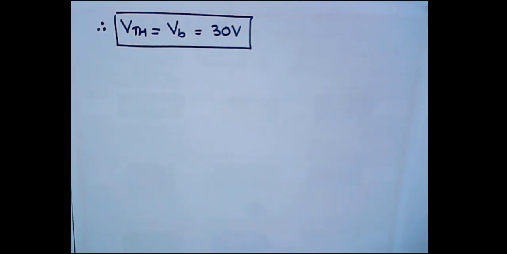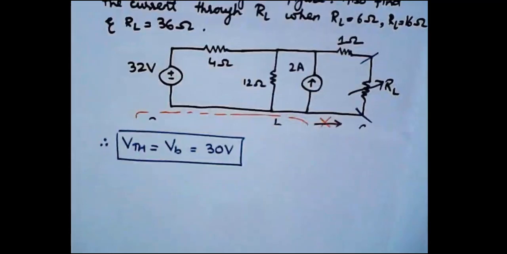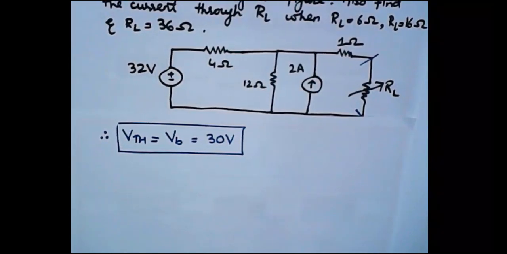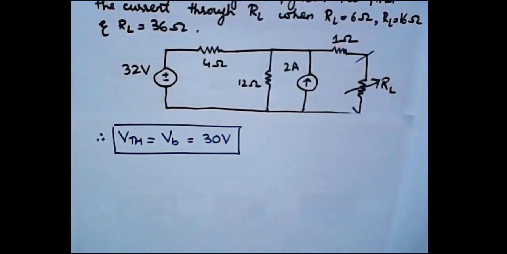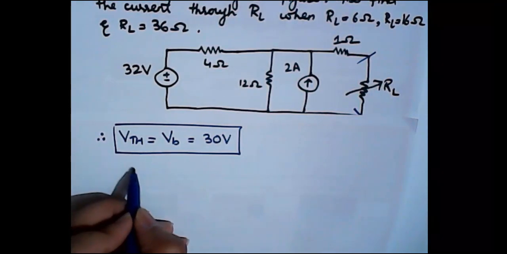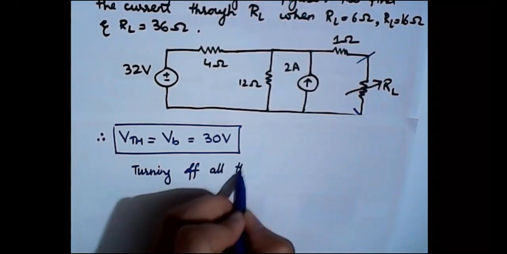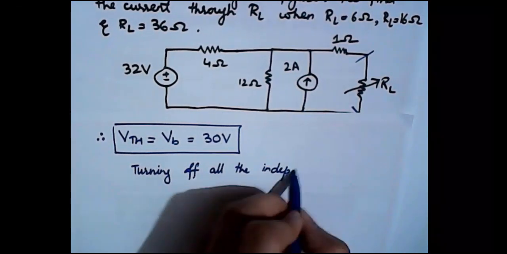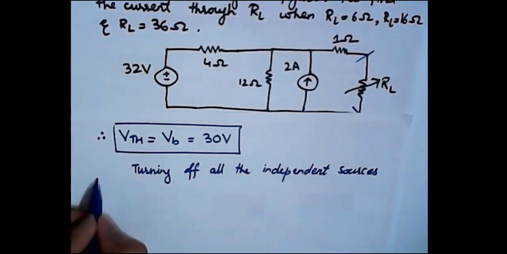Now that we have found out the value of Thevenin voltage, which is 30 volts, we need to calculate the value of R Thevenin also, that is the Thevenin resistance. And how we need to calculate it, we need to go to the main circuit now. This was our main circuit. And we need to turn off all the independent sources, right? So we should start writing: turning off all the independent sources to find Thevenin resistance.